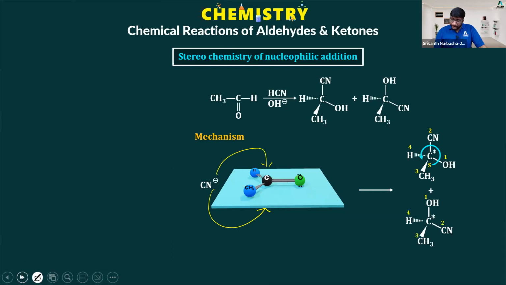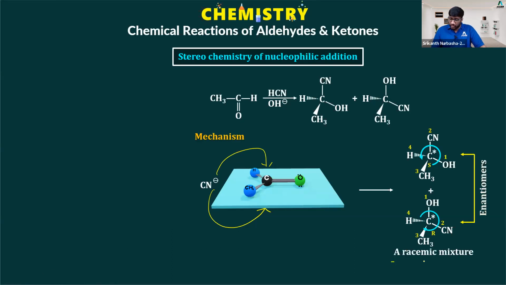So these are two different chiral carbons. If one is going to be S, the other is R. So they are said to be enantiomers, and the total mixture is said to be a racemic mixture.